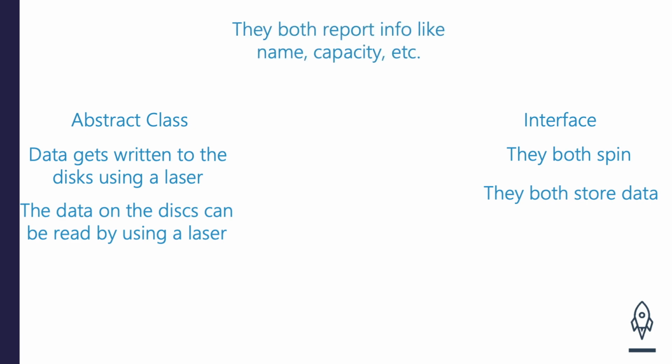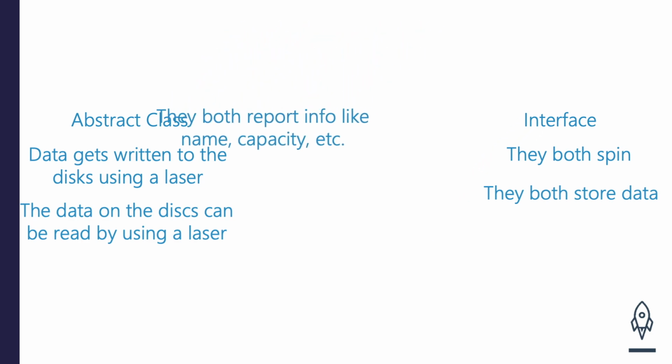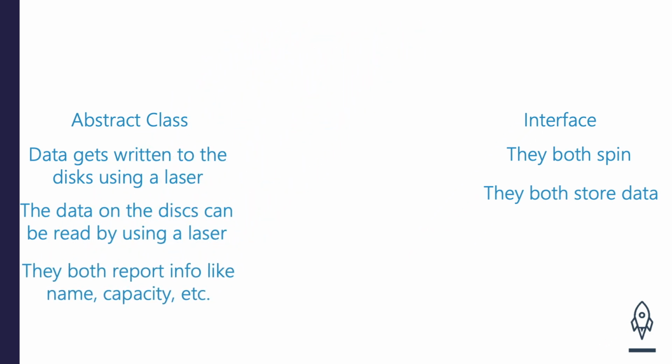Next, they both report information like name, capacity, etc. Well, in order for it to report information like this, it has to store information like this. I know that class variables have to store information like the name and capacity. Therefore, I'm going to put this in the abstract class because I know it's going to be interacting with those class variables.